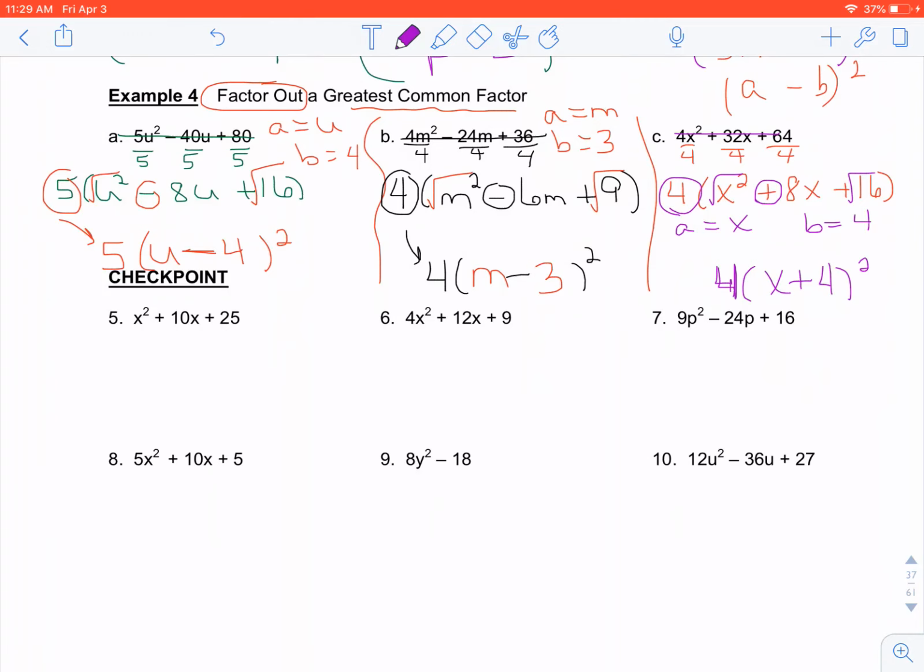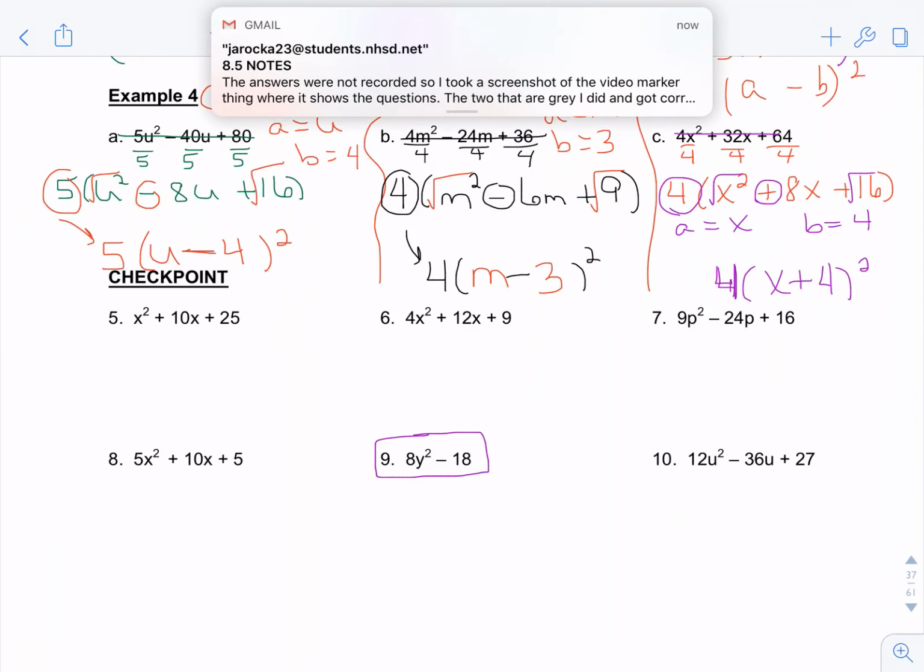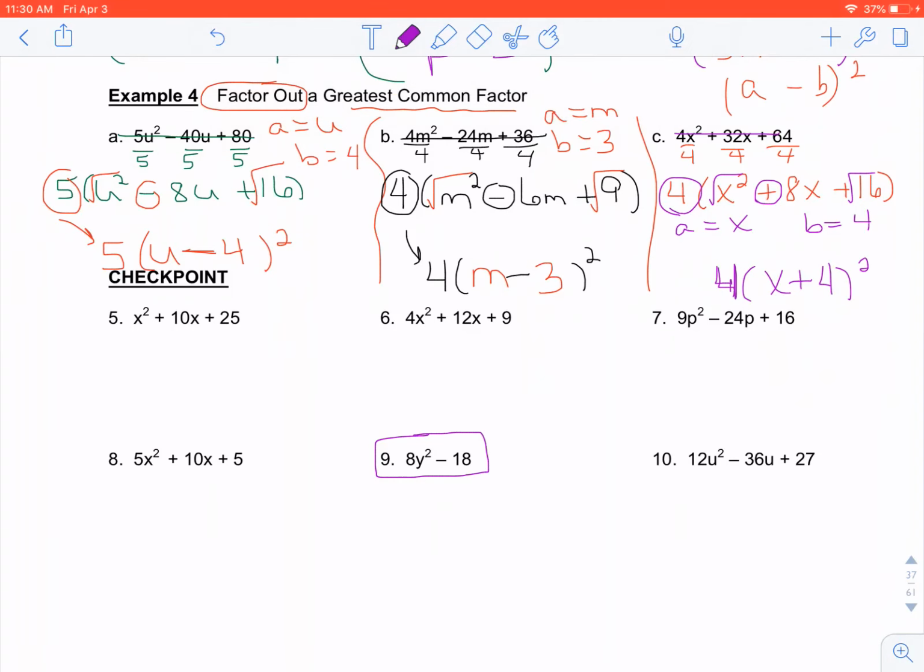Alright, a couple checkpoint problems. If you look, 5 of them look the same. 1 of them is different. The one that's different is from the last 2 days. We can't use the same pattern because it is different from the others. So 8y squared minus 18. We're going to have to do that one differently because there's only 2 terms. It's a binomial. But all the others are like the pattern we just did.